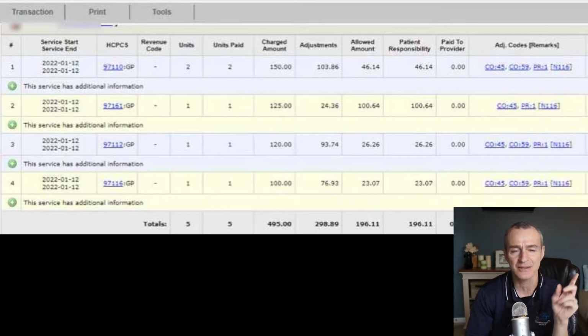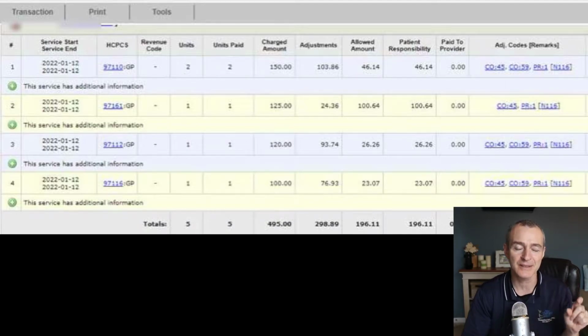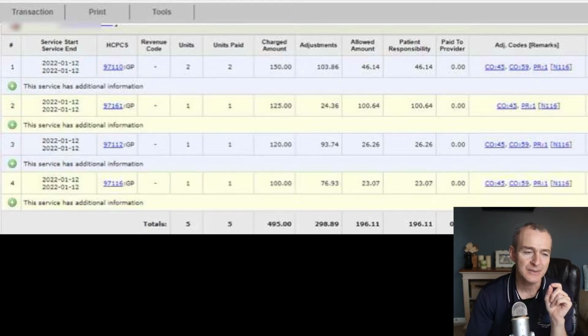You guys can see, starting with the far left hand side of the screen, the service start date and the service end date. And remember, if you're doing physical therapy, occupational therapy, speech language pathology, each visit can only span 1 day. So your to and from date have to match. You cannot submit a claim for a date of service spanning more than 1 day. It has to be 1 day. So we can see here this date of service was January 12th, 2022. Now, for perspective, today is January 27th, 2022.